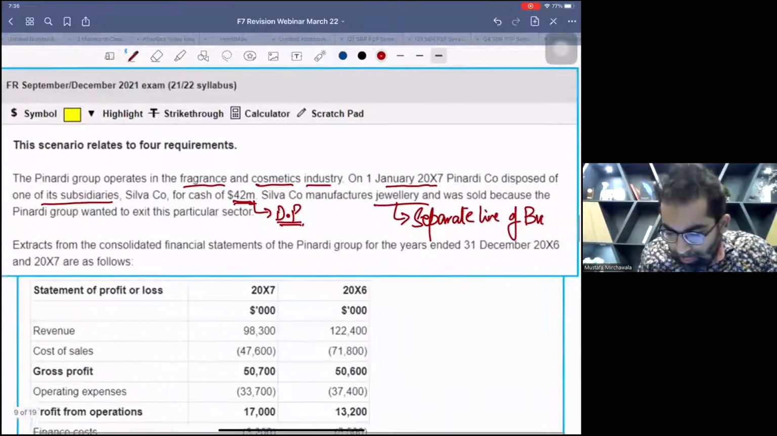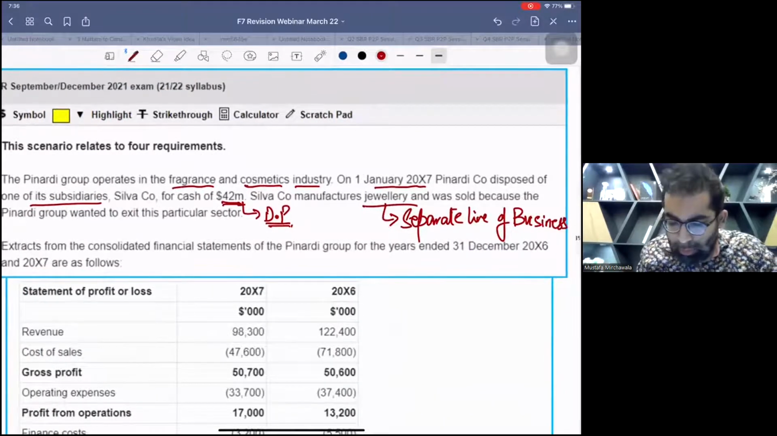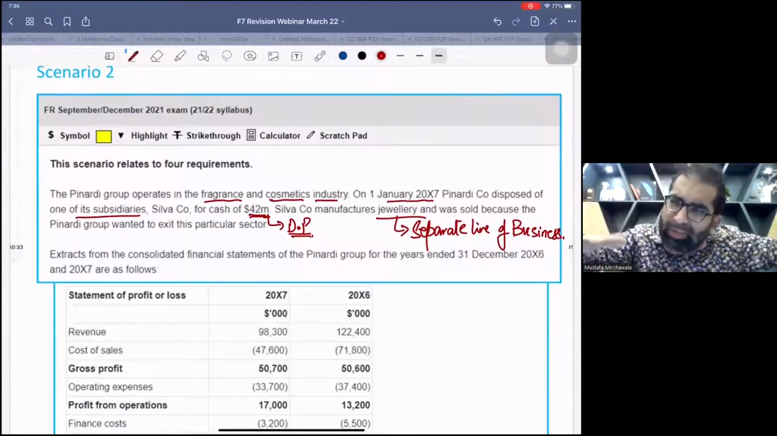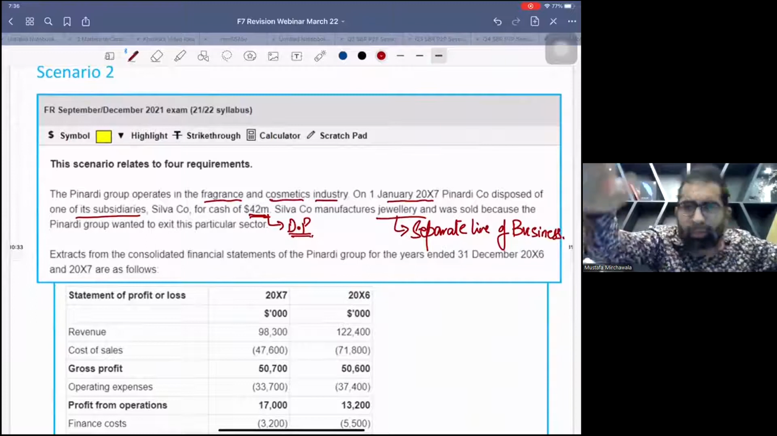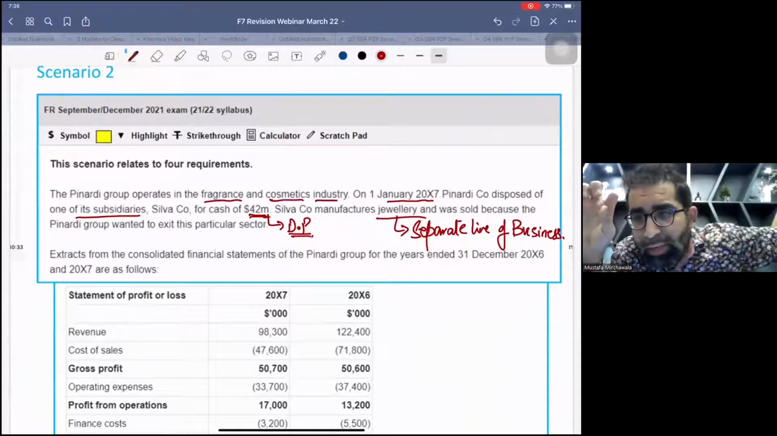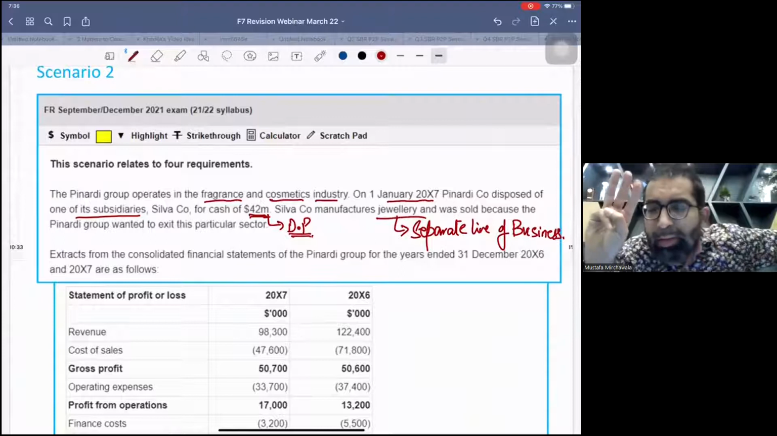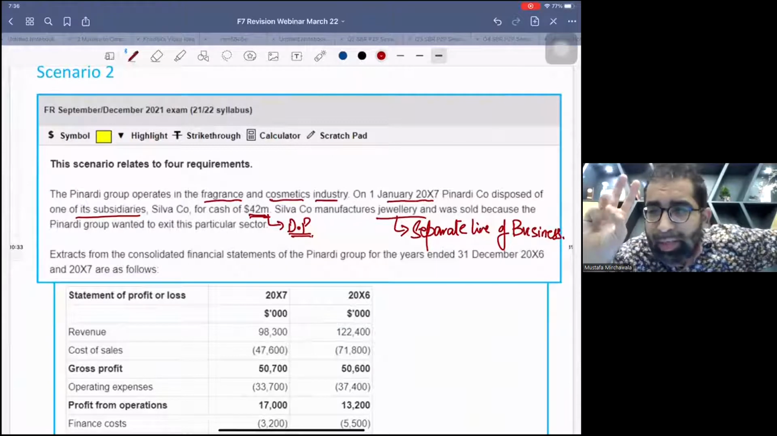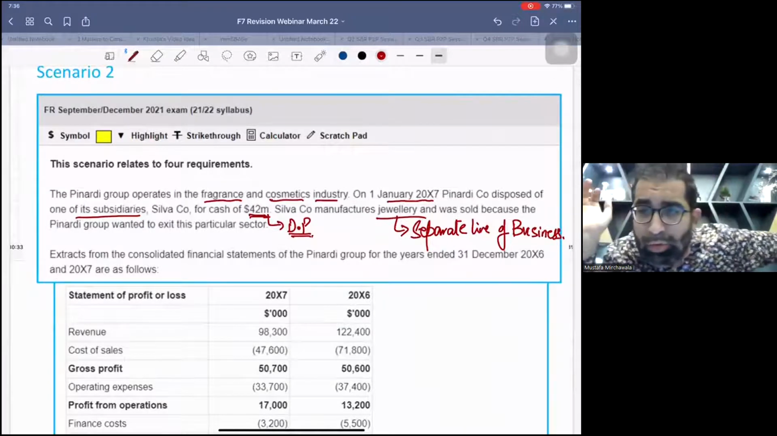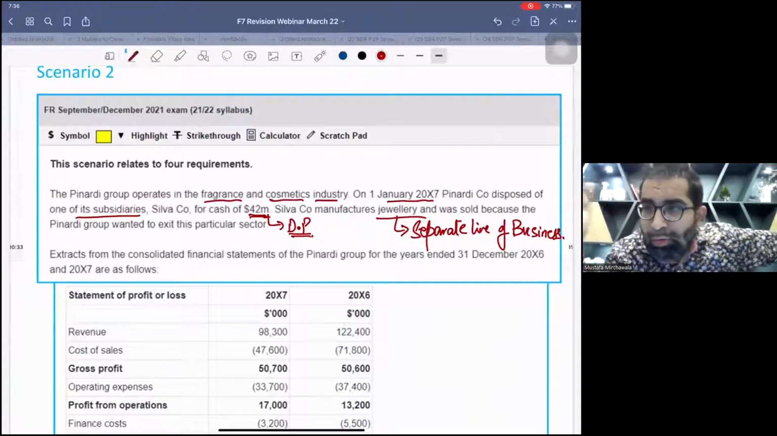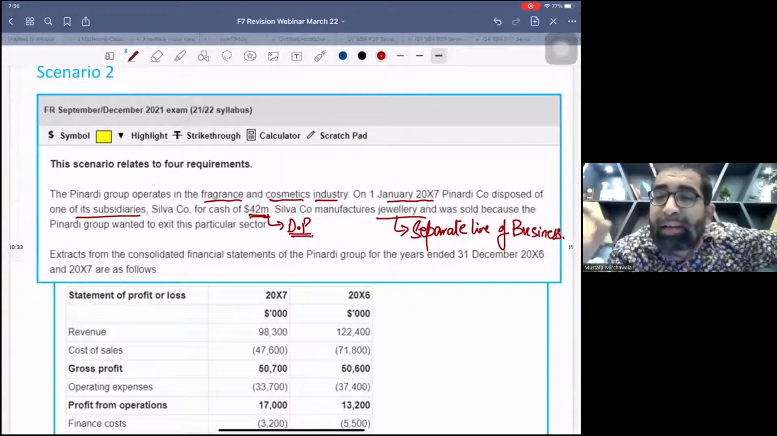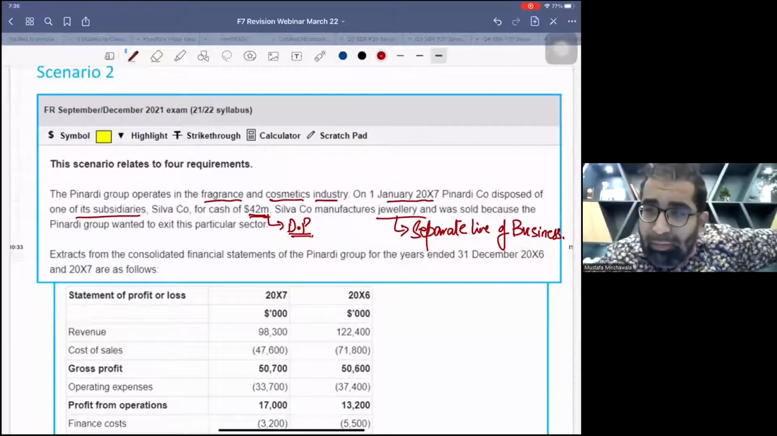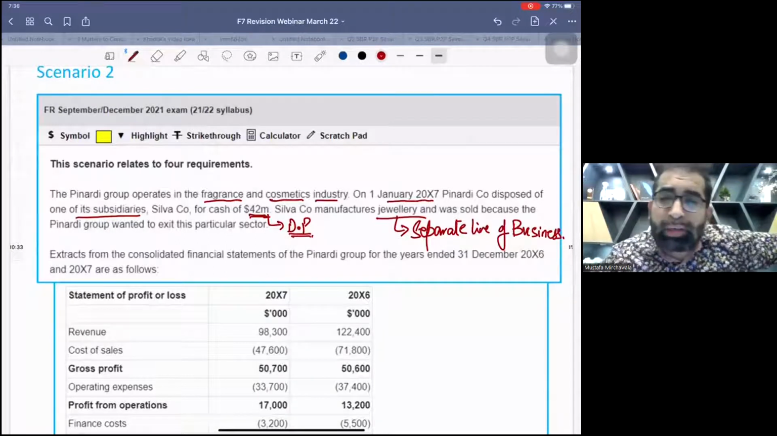I would like you guys to be very, very attentive. Jewelry is a separate line of business, and we have sold the complete jewelry line of business. Just think, previously we were dealing in three businesses: fragrance, cosmetics, and jewelry. Now we have sold the running business of jewelry. This is very important and relevant information for shareholders.